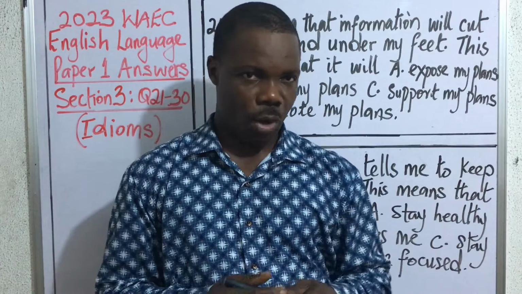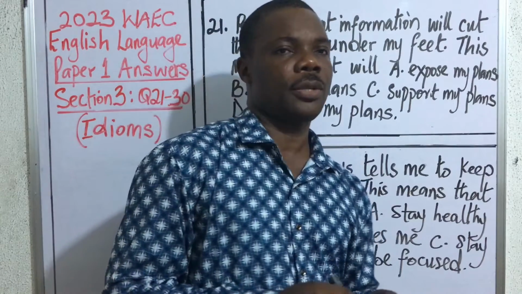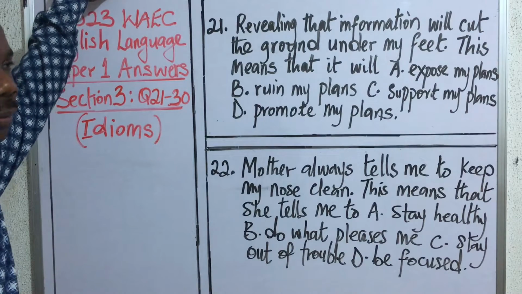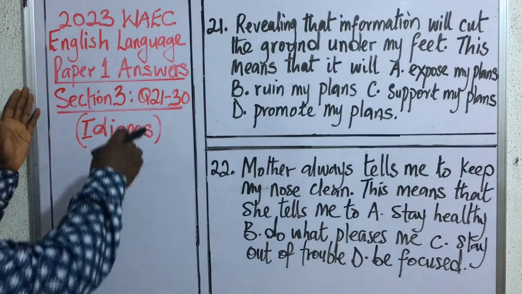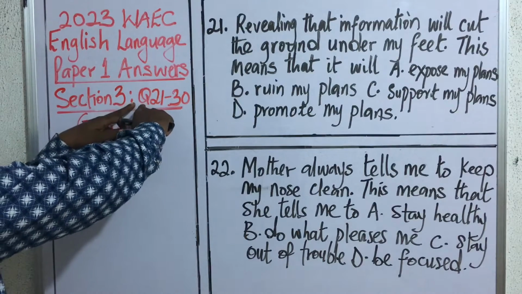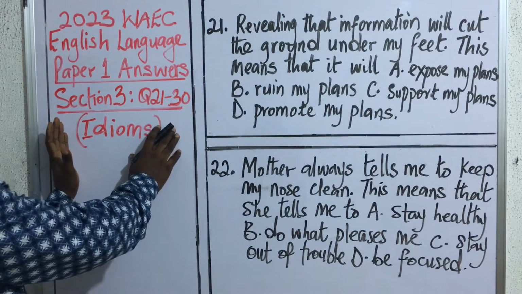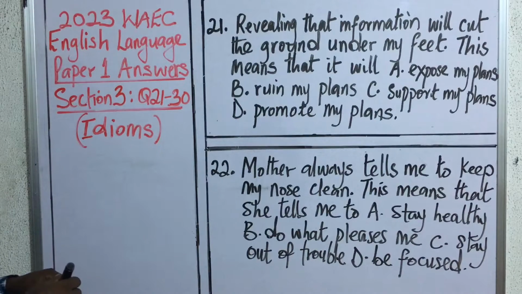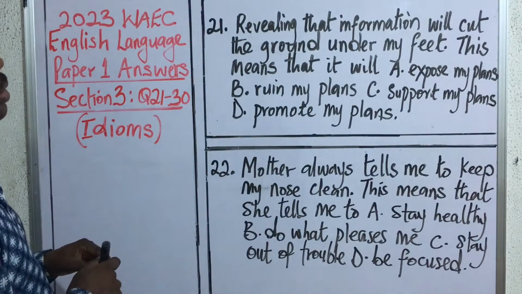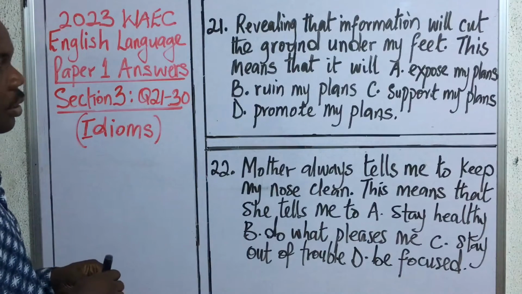Good evening, everyone, and welcome to our third series where we examine the answers to the just concluded 2023 WAEC English Language Paper 1. So today we want to consider section 3 of the paper, which captures questions 21 to 30. And these questions are basically on idioms, most appropriate interpretation. You are normally asked to pick an option here that is the most appropriate interpretation to the context. That's the question.